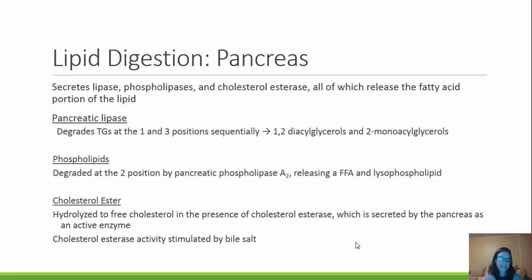Okay, so our pancreas is very important in fat digestion because it secretes a lot of lipase enzymes, phospholipases, and cholesterol esterase, all of which are needed to release fatty acids from lipid. So the pancreatic lipase degrades triglycerides at the 1 and 3 positions, yielding 1,2 diacylglycerols and 2 monoacylglycerols.